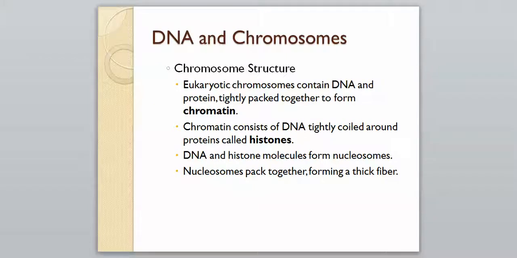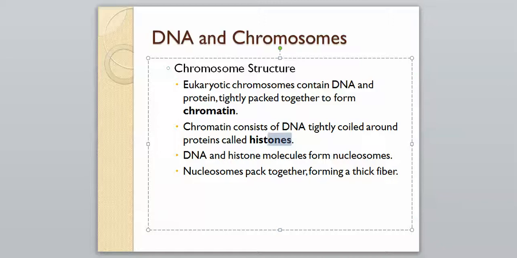And then some chromosome structure. Eukaryotic chromosomes contain DNA and protein that are tightly packed together to form chromatin. That's not a new word. We've talked about chromatin before. Chromatin consists of DNA tightly coiled around proteins called histones. Histones are a new word. They are important. They are the protein that keeps chromatin held together. The DNA wraps around the histones, and that keeps everything from coming apart.